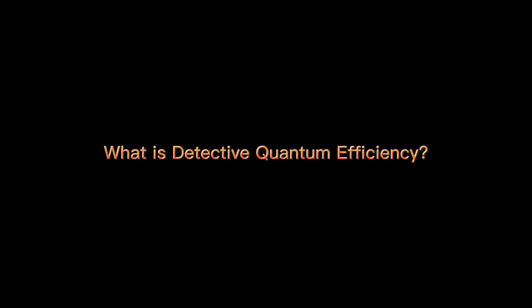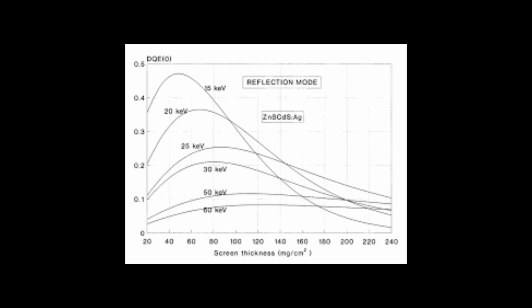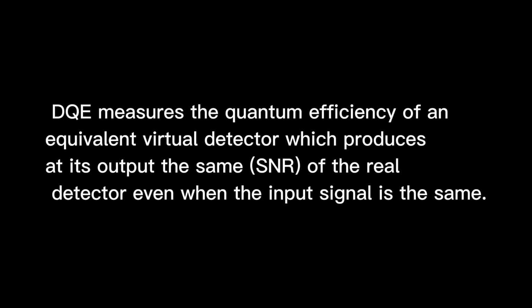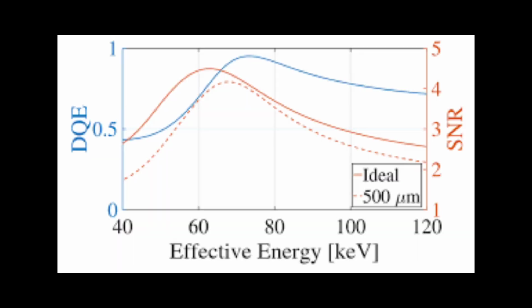What is detective quantum efficiency? It is one of the fundamental physical variables related to image quality in radiography and refers to the efficiency of a detector in converting incident X-ray energy into an image signal. The words quantum efficiency have a precise meaning. It measures the quantum efficiency of an equivalent virtual detector which produces at its output the same SNR as the real detector, even when the input signal is the same.